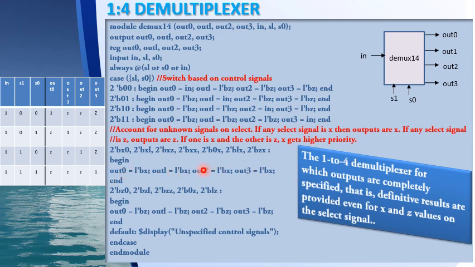Okay. And the other case is when all the select lines are Z, or one of them is Z and the other is a number, or both of them are Z. In that case, the output will be in high impedance state, that is Z. Other than this, if any other combination occurs, then a display message is to be shown, that is unspecified control signals.